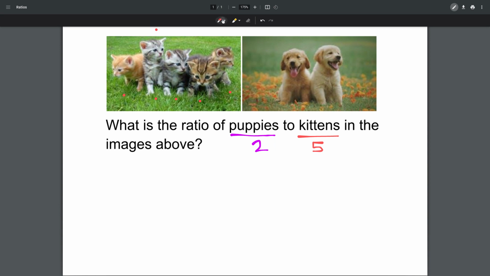Well, we could write it as 2 to 5. And note here that the greatest common factor between 2 and 5 is 1, so that's as simplified as we can go. We could write it as 2 to 5, like so. And we can also write it as 2 to 5 with a colon. So that's the 3 ways we can write that ratio.